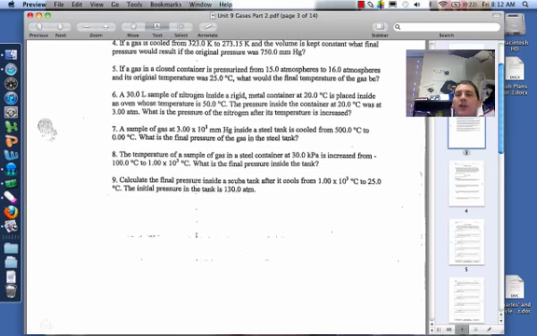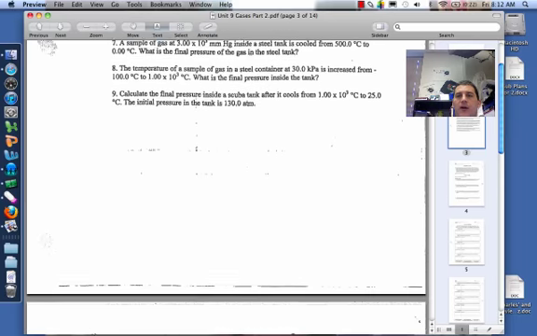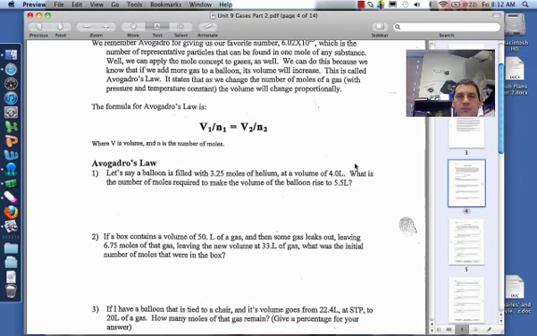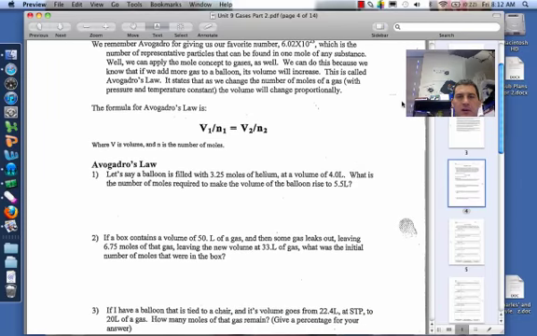We're going to go into what's called Avogadro's law. Now, Avogadro, remember, he was the guy that had to deal with moles, and he said that for every 1 mole of something, it's going to occupy 6.02 times 10 to the 23rd molecules, particles, atoms, whatever. It's just a number of representative particles that can be found in any 1 mole of any substance. So here's his formula. Just write it like this.